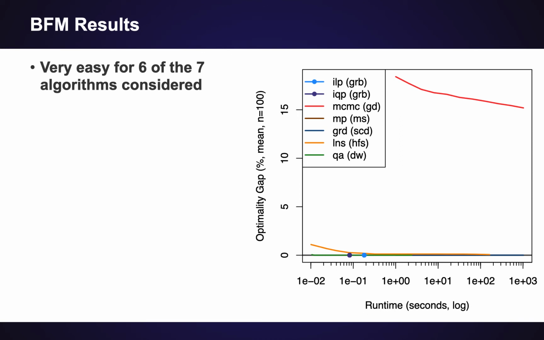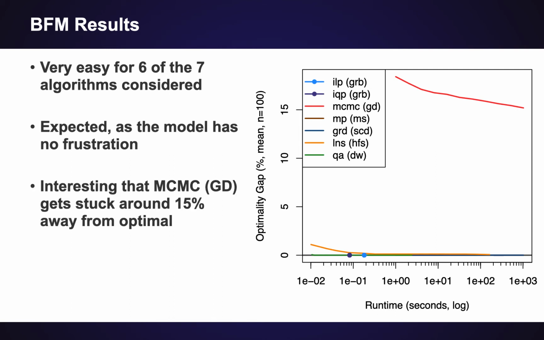So here is the performance profile for the biased ferromagnet instance. And you can see that almost all of the lines are very low on the graph. They're all on top of each other, which makes it hard to distinguish. So these are very easy problems, which is maybe not surprising because there's no frustration in this model. A good algorithm should be able to find the optimal solution here because you can do it easily with a greedy algorithm. An interesting side result here is that this MCMC global dynamics algorithm gets stuck around 15% away from the optimal solution. So there is some local minima structure in this particular problem, even though it's not a super difficult problem in general.